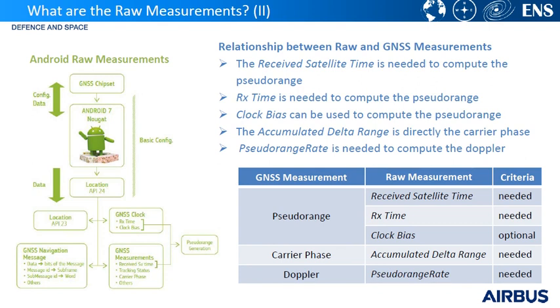Picture on the left presents a location API in Android API level 24. Table on the right shows relationships between raw and GNSS measurements. The received satellite time and RX time are needed to compute the pseudorange. RX time stands for receiver time. Clock bias can be considered as optional. The accumulated delta range is directly the carrier phase. Pseudorange rate is needed to compute the Doppler.